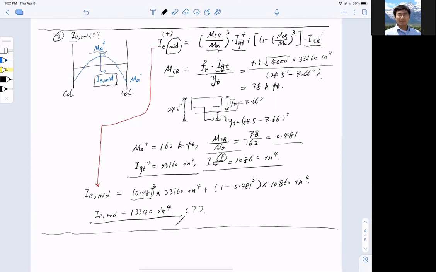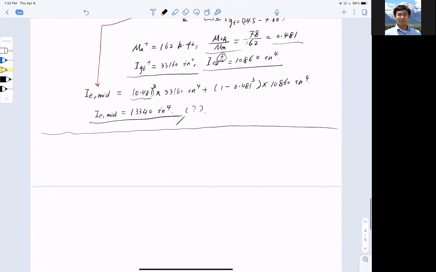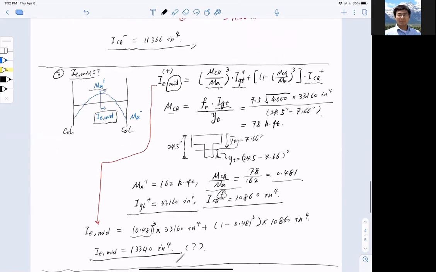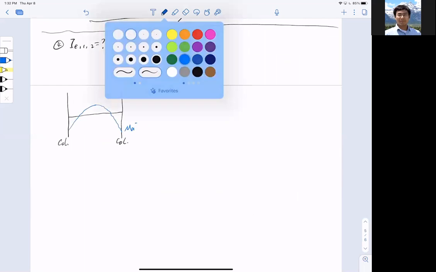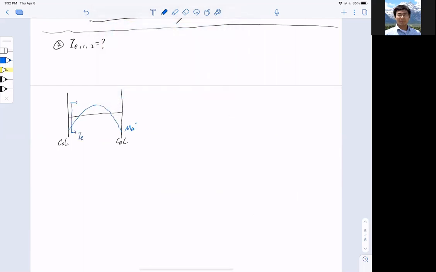We're talking about IE middle span, the moment of inertia at the middle span. How about the end? So step number 4, how about ends 1 and 2? Just to maintain consistency, let me copy this drawing and paste it here. Now, instead of MA positive, we're going to look at the end, IE1. You can name them 1 or 2, depending on your preference, but this is how I name my ends.